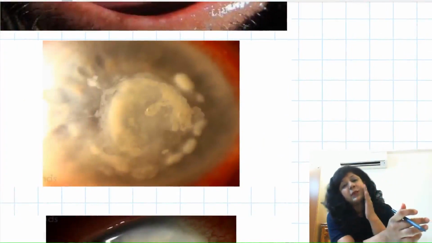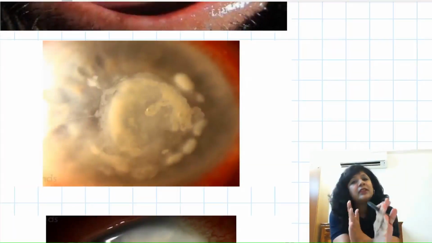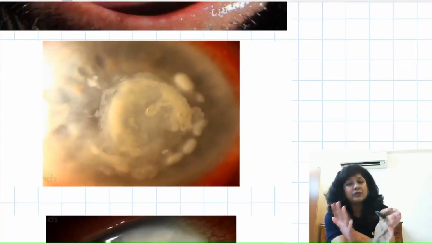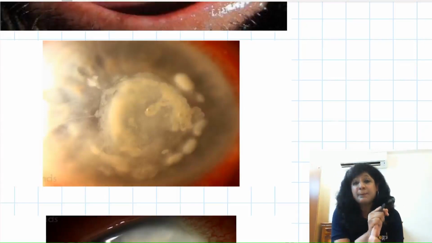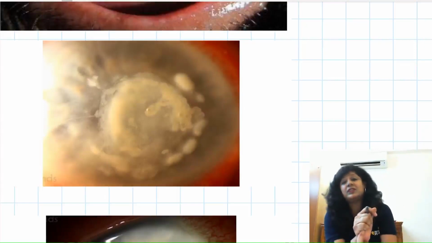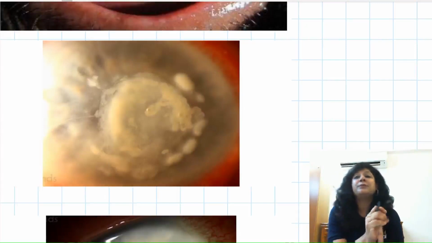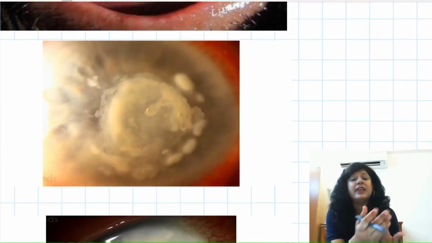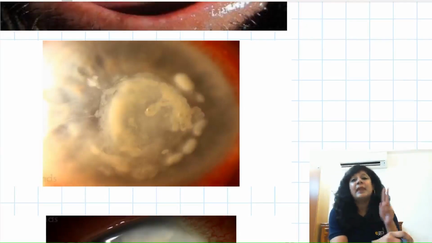You have been asked any question. There are 2 to 3 things that you should always think about. First of all, look at the appearance, whether it is reddish, whether it is grayish, whether it is dendritic, whether it is ring abscess. Second thing, pain.